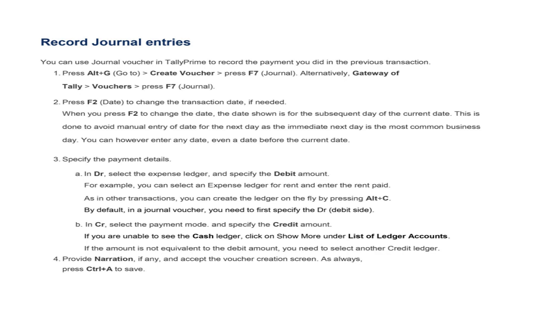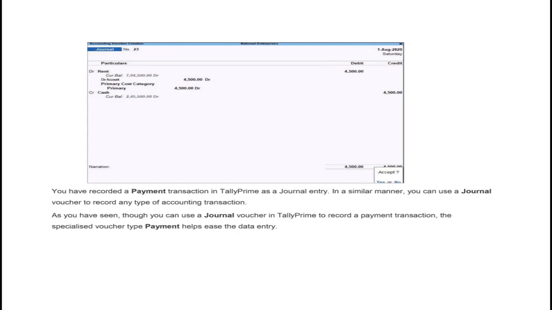4. Provide narration, if any, and accept the voucher creation screen. As always, press Ctrl+A to save. You have recorded a payment transaction in TallyPrime as a journal entry. In a similar manner, you can use a journal voucher to record any type of accounting transaction.